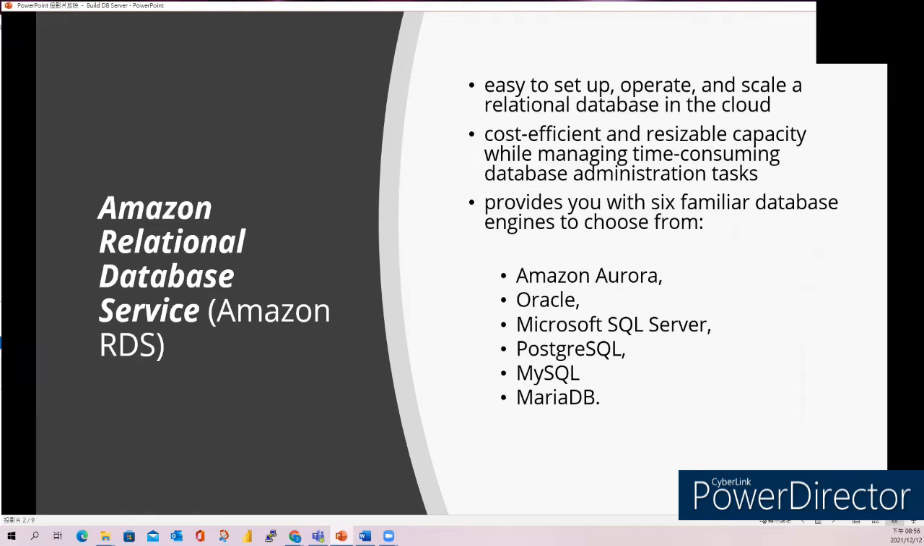What is Amazon RDS? It's easy to set up, operate, and scale a relational database in the cloud. It is also cost efficient with resizable capacity, while managing time-consuming database administration tasks. It also provides you with six familiar database engines to choose from: Amazon Aurora, Oracle, Microsoft SQL Server, PostgreSQL, MySQL, and MariaDB.